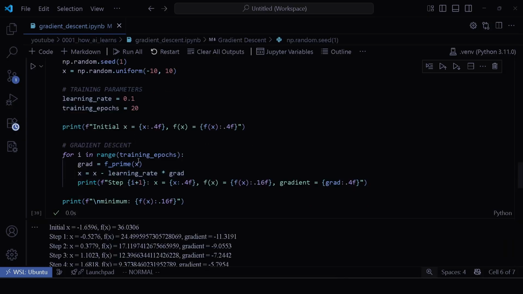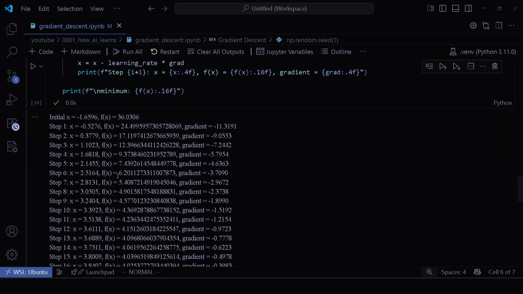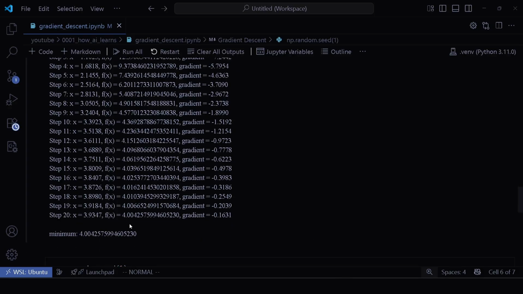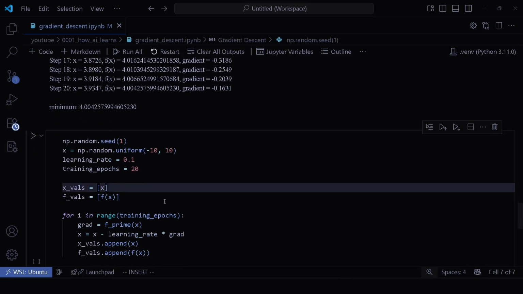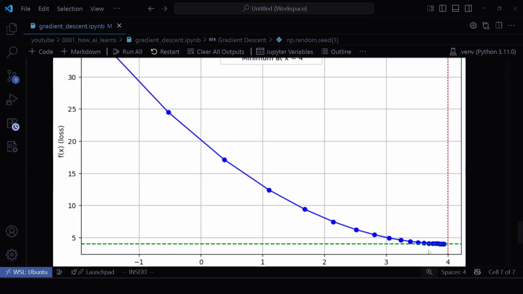Let's try running this. So as you can see, we initially get the x value negative 1.65, and at that point the loss is 36. And we keep updating for every epoch until we eventually reach x 3.93, where the minimum with the loss at that point is 4, which is pretty close. The actual value is 4, but we got 4 point something. So we were able to reach convergence. And as you can see in this plot over here, I'm just going to plot the convergence. Yeah, we were able to reach convergence.